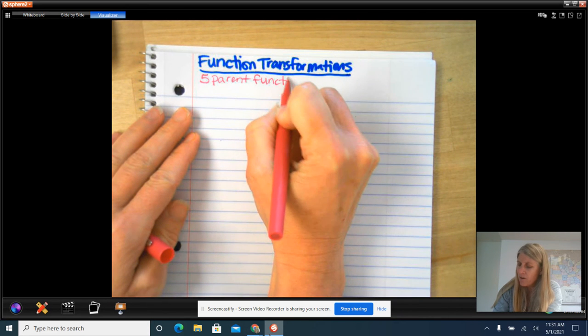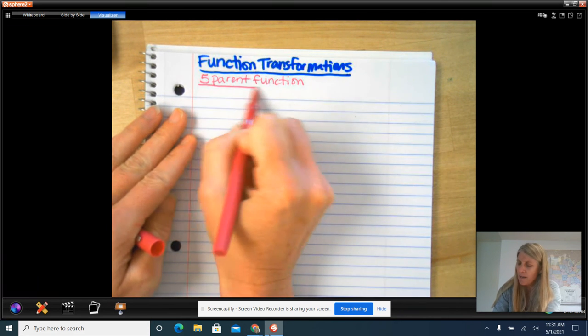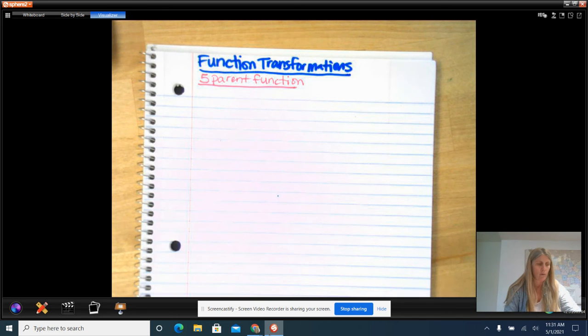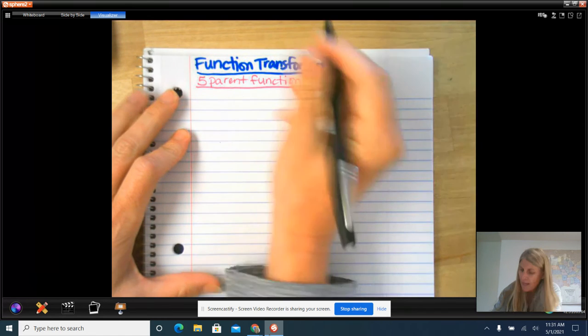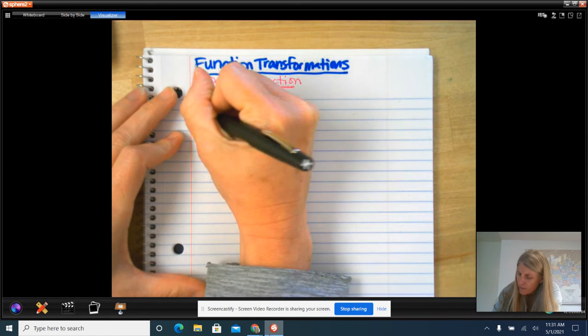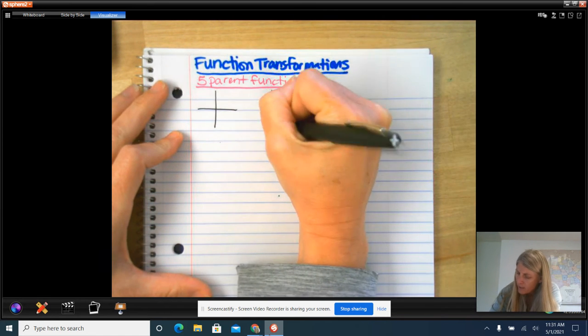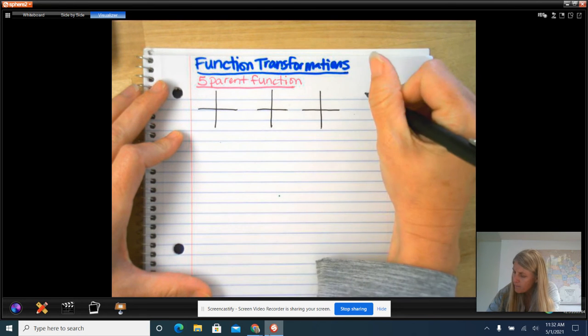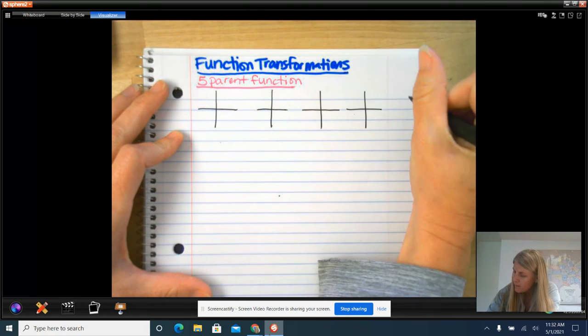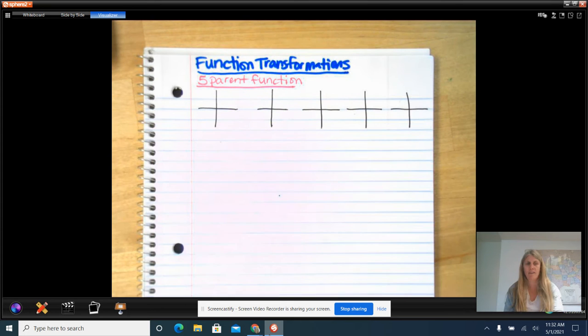So when we say a parent function, what we're looking at is the basic, different types. And this is kind of what we learned at the very beginning of the year. So we're going to go ahead and have 5 different ones: 1, 2, 3, 4, and 5. And then we're going to see what happens to the equation as we move them.